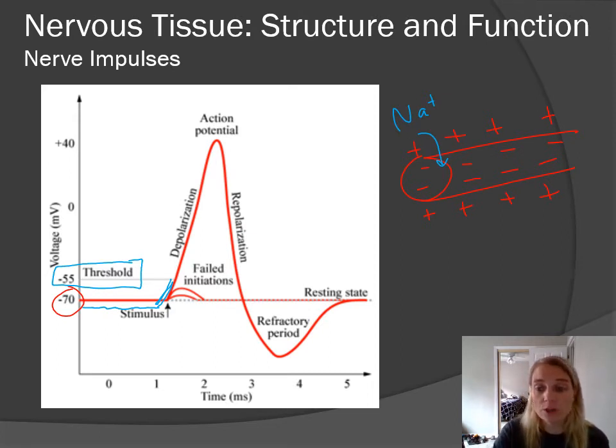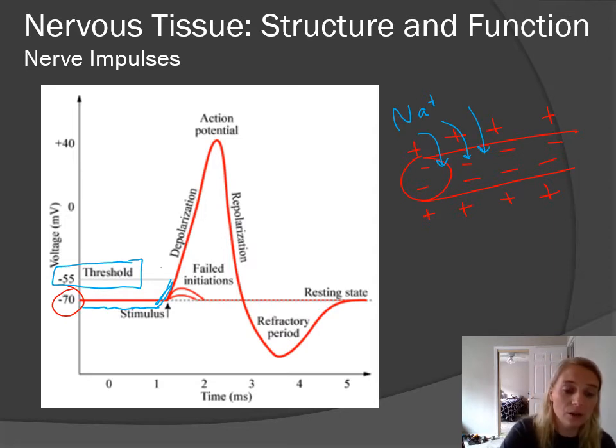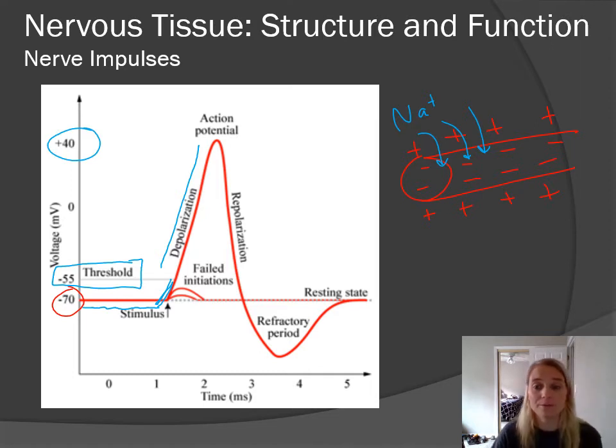So if we reach threshold, now we're going to rush in all of those sodiums, and take a look at what happens. We go all the way to a very positive value. So that's going to turn these positive, right? So positive, positive, positive. Get in here and make all my negatives. So then the outside is going to be more negative in relationship to the inside.